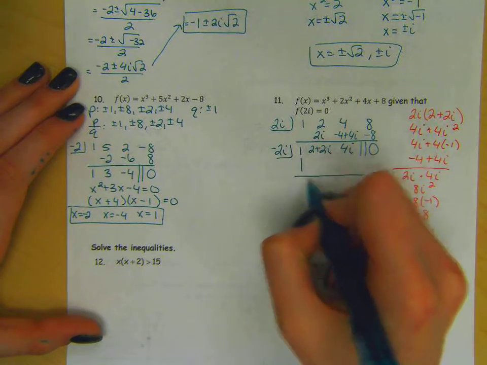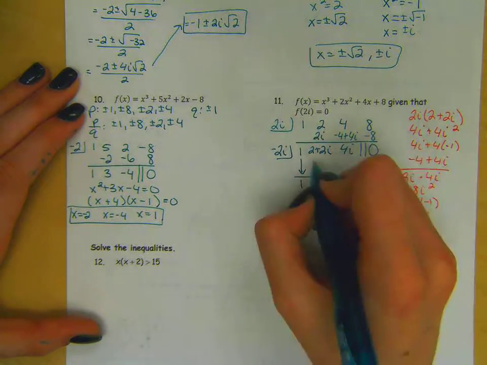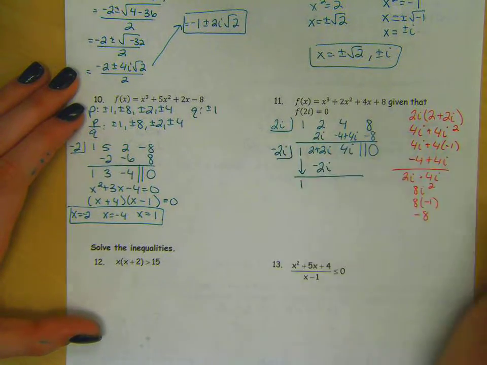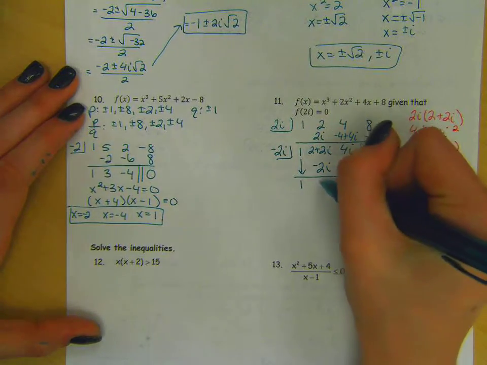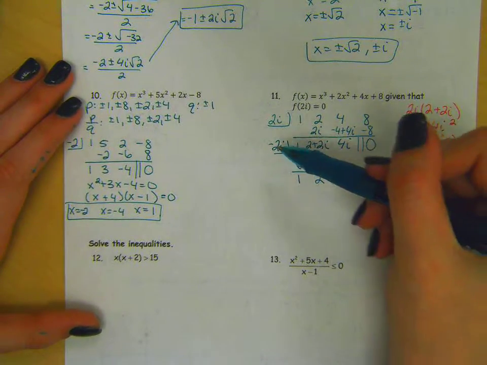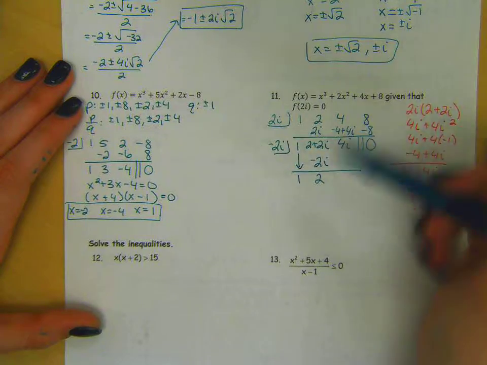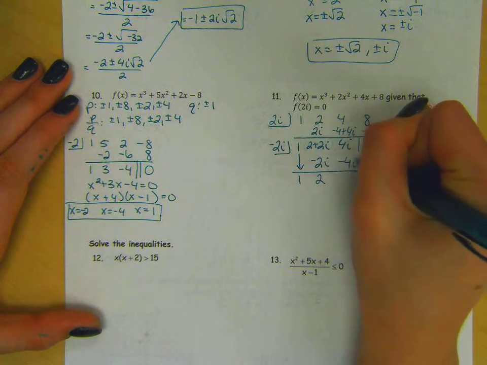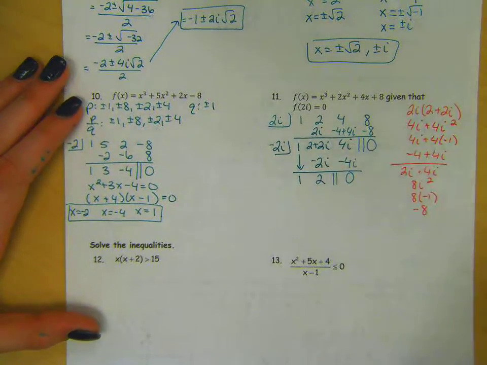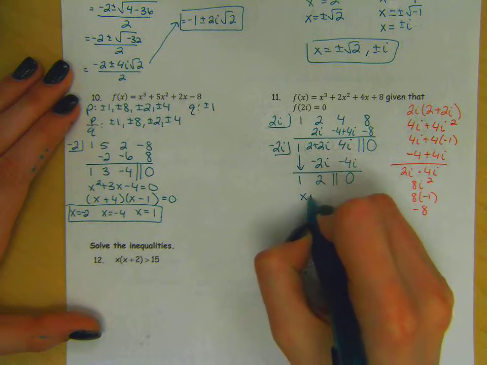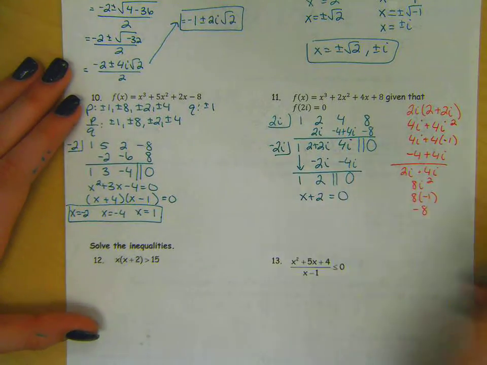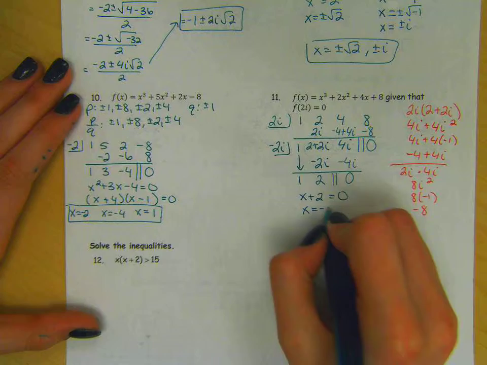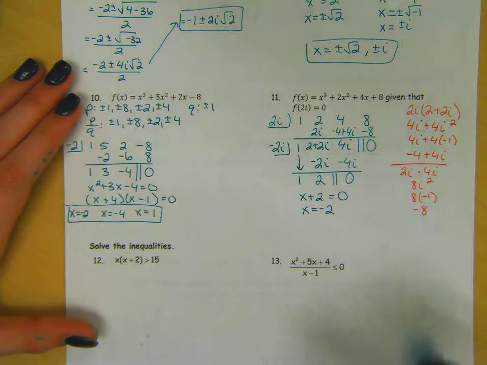So I'm going to go through with my synthetic division, bring down the 1, multiply. Negative 2i and the 2i here cancel. We're just left with 2. Negative 2i times 2 is negative 4i, which cancels as well. And so we're just left with x plus 2 equals 0, or x equals negative 2. So we've got 3 zeros.